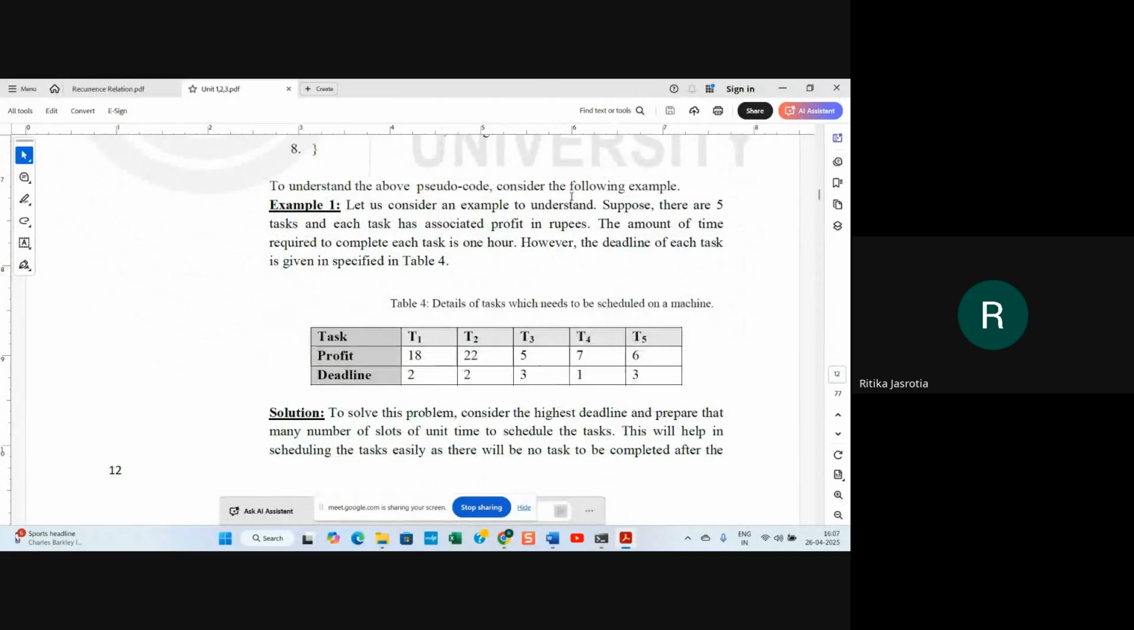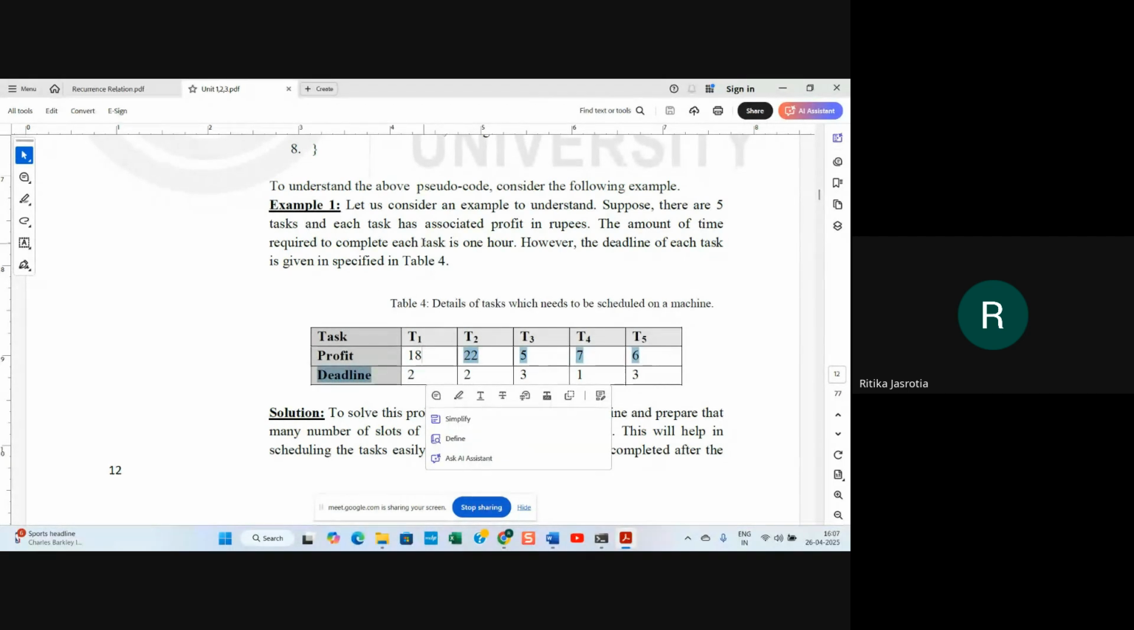So let us consider an example to understand. Suppose there are 5 tasks, and each task has an associated profit in rupees. So your tasks are T1, T2, T3, T4, T5. This is the profit, and this is the deadline of the task, that is the time limit. The amount of time required to complete each task is 1 hour. However, the deadline of each task is given in the specified table. So, the amount of time required to complete each task is 1 hour, right? However, the deadline of each task is given there.